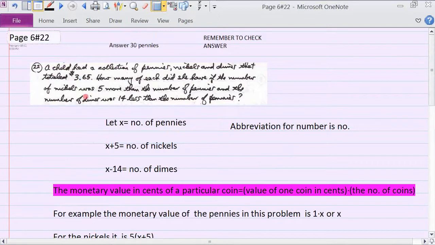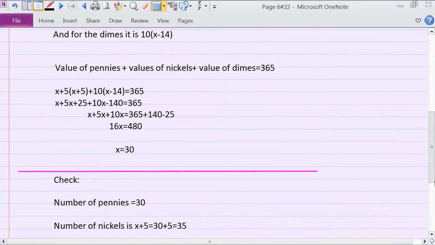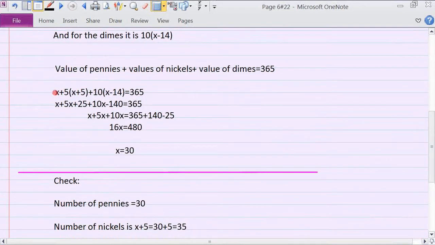So I know right here that the monetary value is $3.65. So now I set up my equation right here. Here is the value of the pennies. This is the value of the nickels. And this is the value of the dimes. And the total must be 365 cents. Everything's in cents. So I need the value of the pennies, I need the value of the nickels, and I need the value of the dimes.